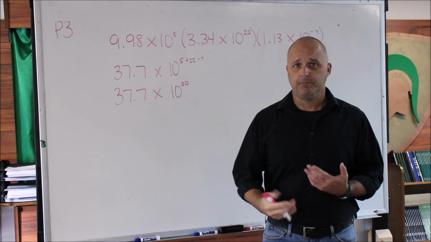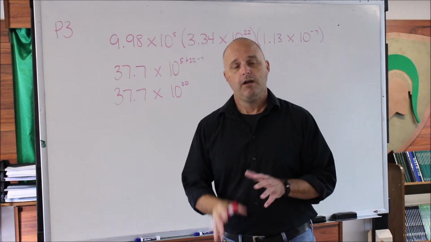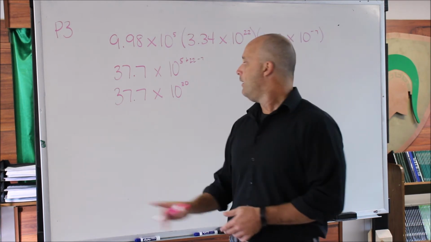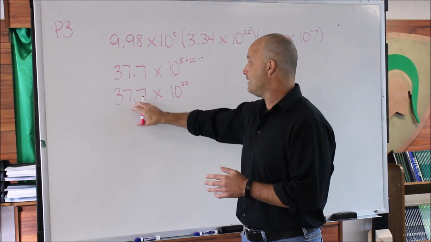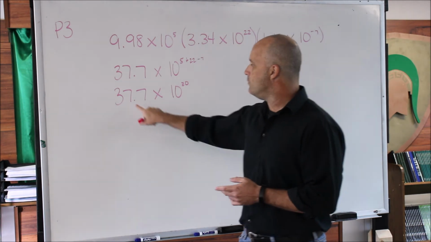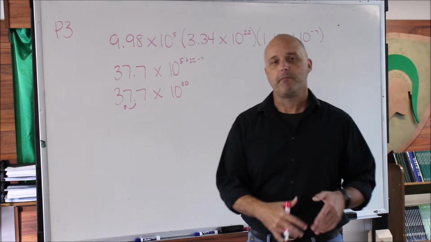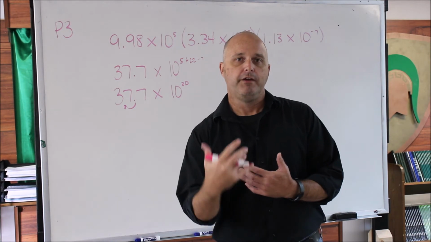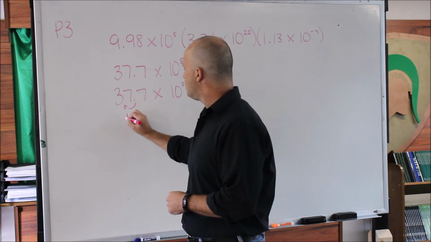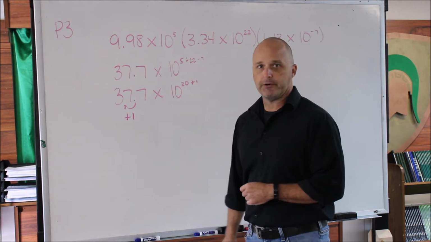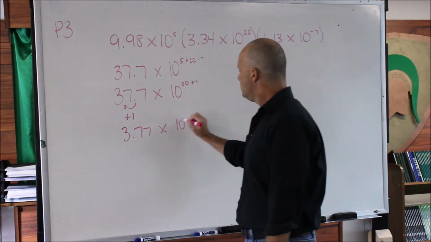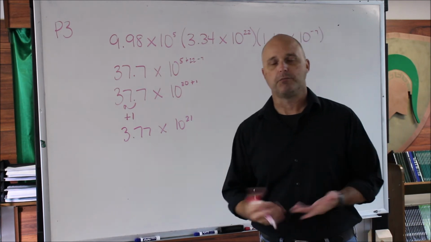But we're not done yet, because this isn't in scientific notation. Remember that in order for it to be in scientific notation, the decimal point has to be after the 1 spot. Right now the decimal point is after the 1 spot, but there's a 10 spot in front of it. So what we need to do is move this to the left. Remember that anytime you move your decimal point to the left, you're going to be adding to your exponent. So since we're going to move it 1 spot to the left, we're going to add 1 to our exponent. And so that's going to make this 3.77 times 10 to the 21st, and that's going to be our solution for problem number 3.